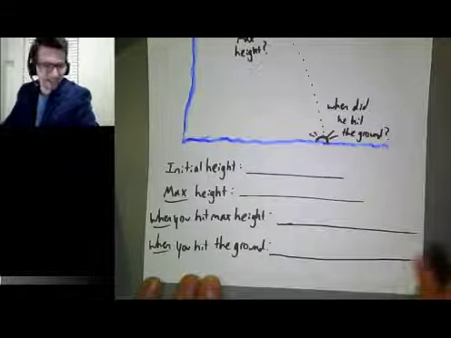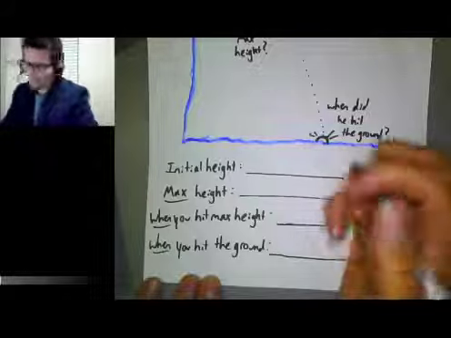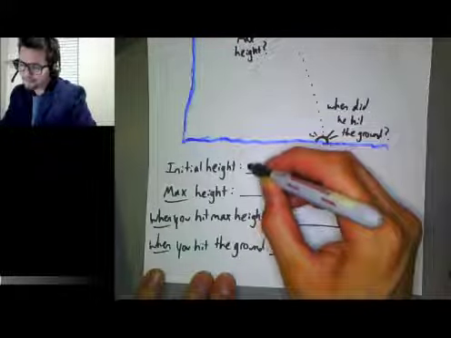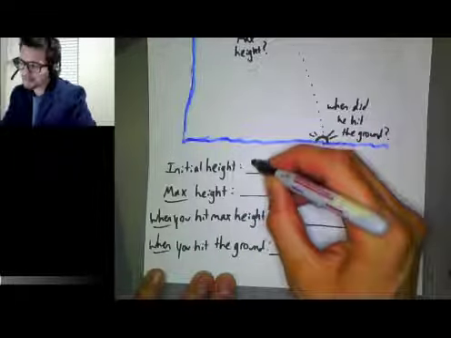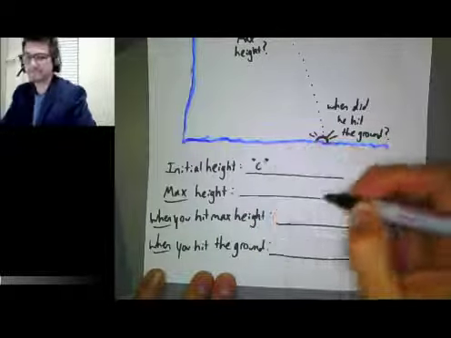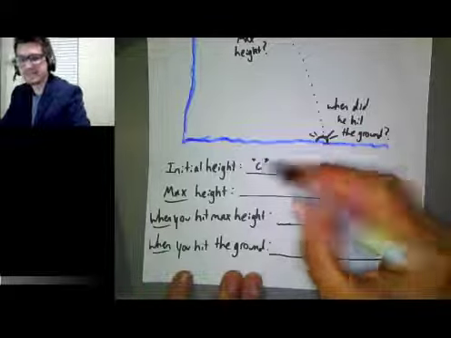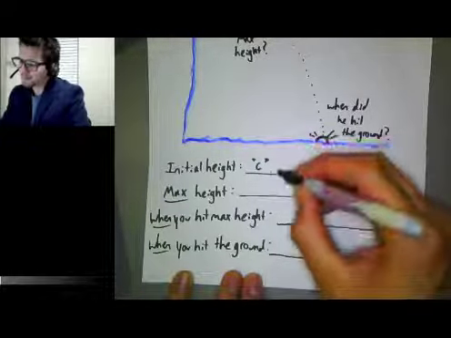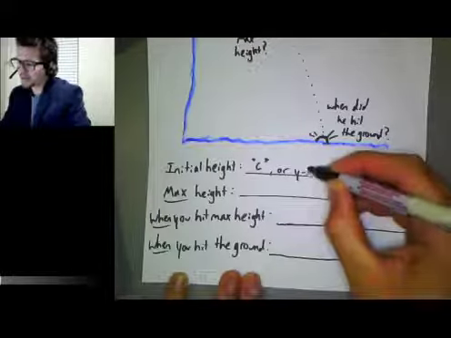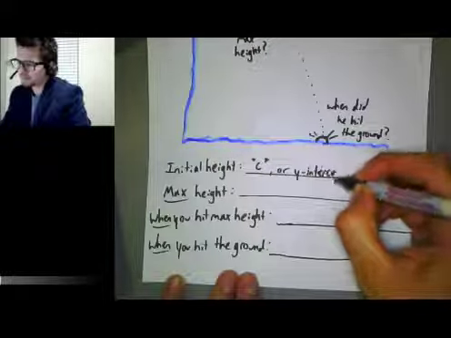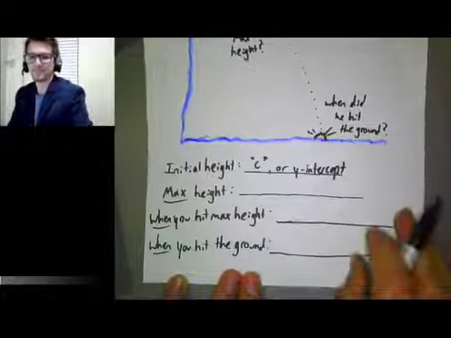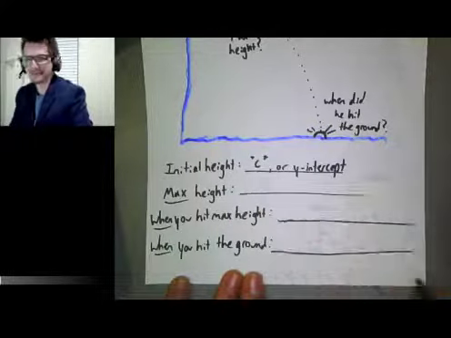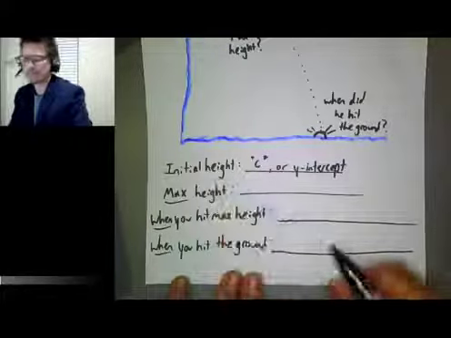So for the initial height, this is going to be in a graph. This is going to be represented by c. In ax squared plus bx plus c, it's going to be represented as c, or your y-intercept. All right, so the initial height's going to come from the c value. So the number that doesn't have an x attached to it, that's going to give us the initial height.